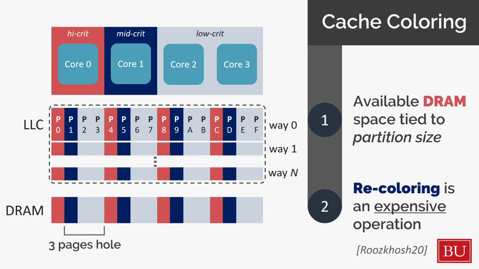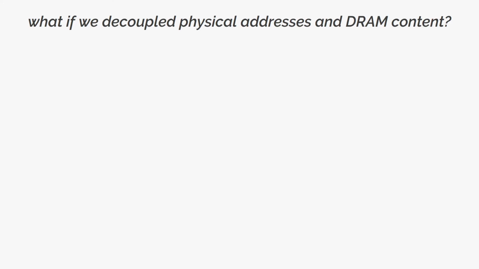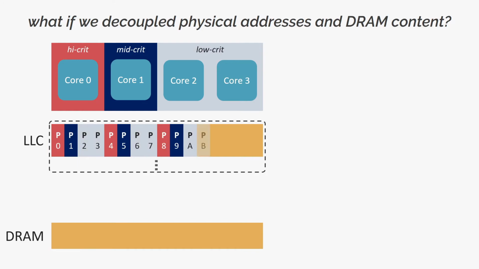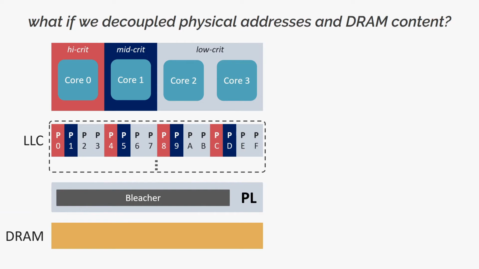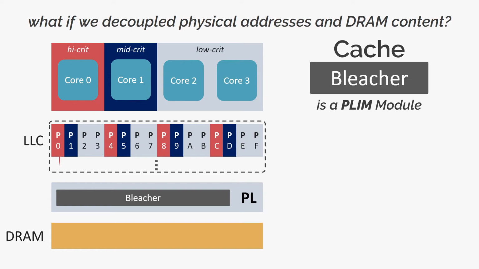And so what if we are able to decouple instead physical addresses and DRAM content? Well, in this case, what we could do is something of this type, right? We do partition the physical addressing space via careful manipulation of intermediate physical addresses. But then what we can do is insert a component in the PL, which is called the bleacher. So the bleacher is a PLIM module that essentially retranslates or decouples, in a sense, the meaning of physical addresses and the location in DRAM that they correspond to, that they map to.